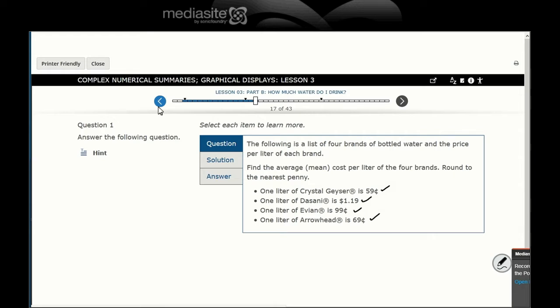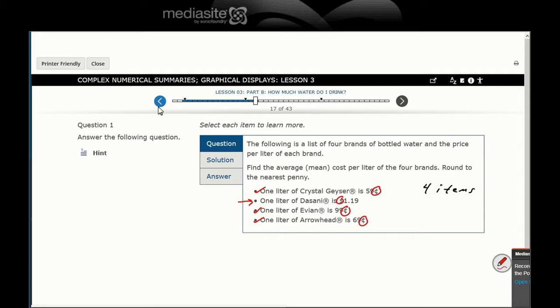It means we'll add these all up and divide by how many we have. We have 4 items, so we'll ultimately divide by 4. Okay, now one thing we need to do here is units. These 3 are in cents, and this guy is in dollars.